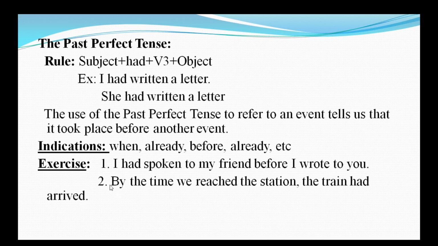Whatever it is, here we can use two actions or two activities which happened in the past, and the key indications of the past perfect tense are when, already, before, etc. Here these are the key indications of the past perfect tense.